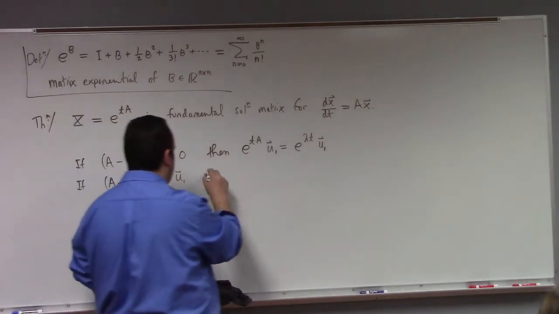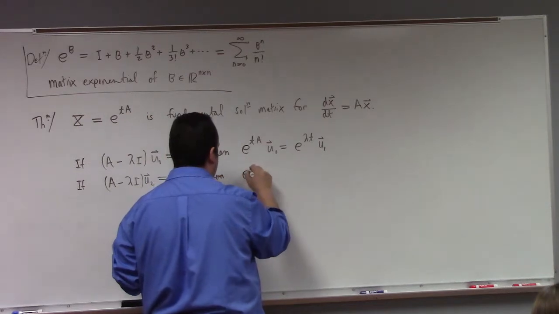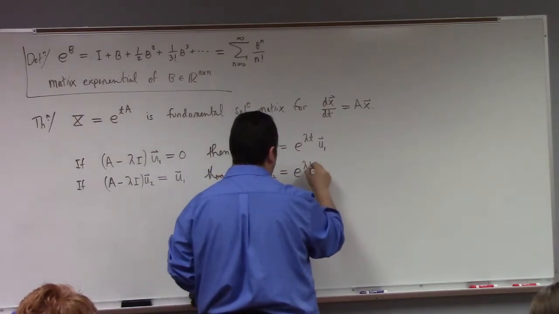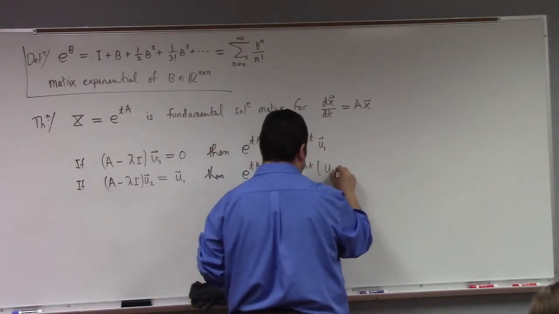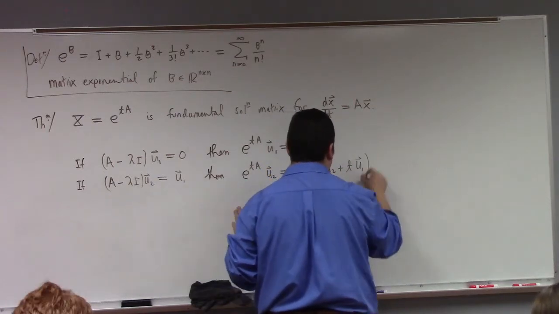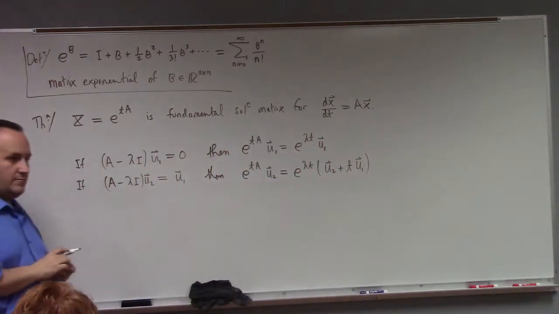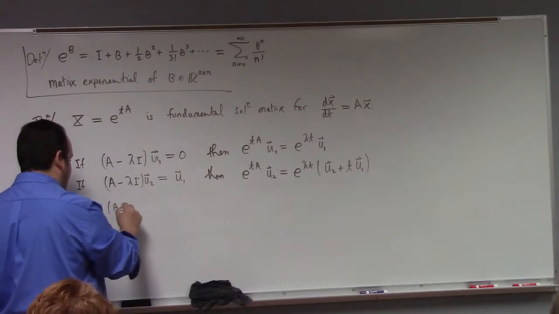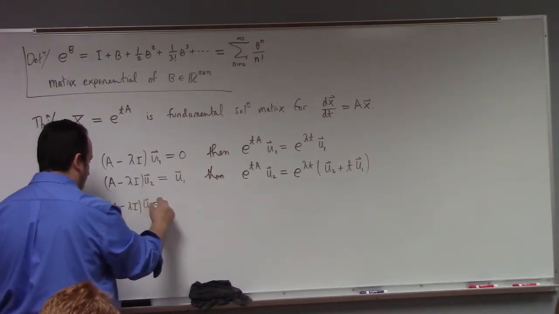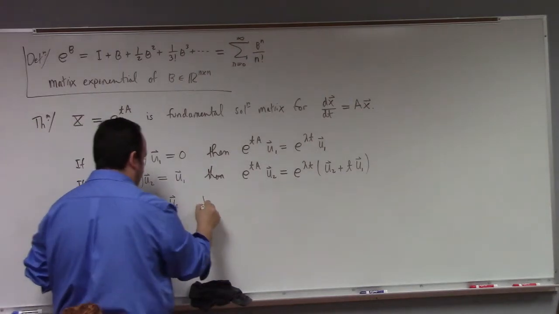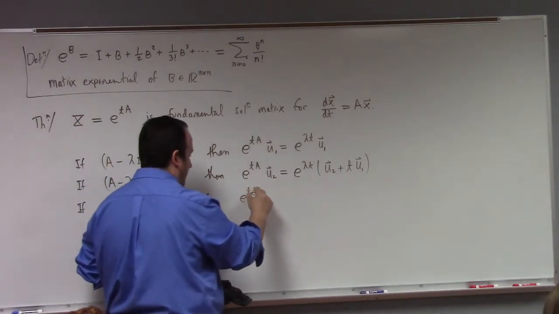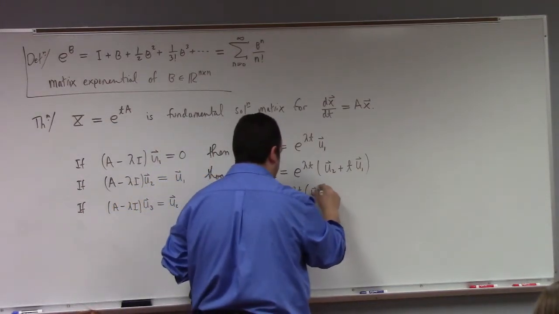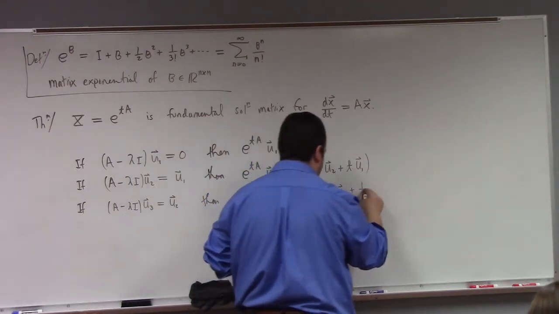Then e to the tA times u2 is e to the lambda t times (u2 plus t u1). If you have (A minus lambda I) u3 equals u2, then, in fact, you can show that e to the tA times u3 is equal to e to the lambda t times (u3 plus t u2 plus 1/2 t squared u1).